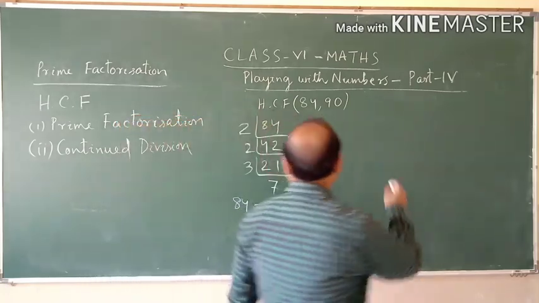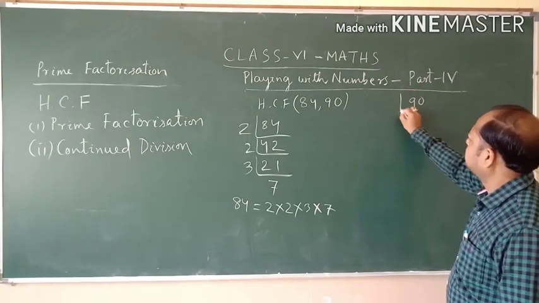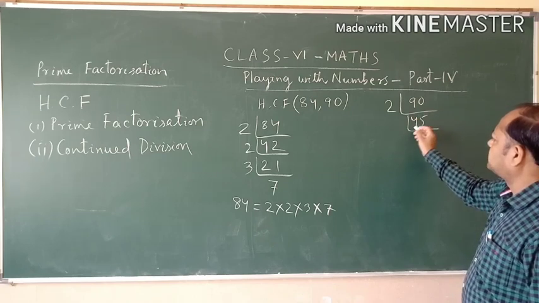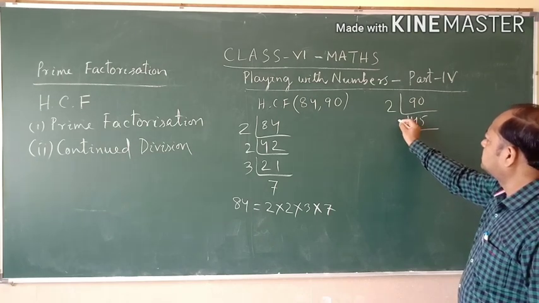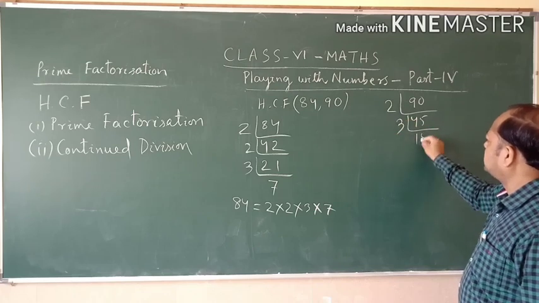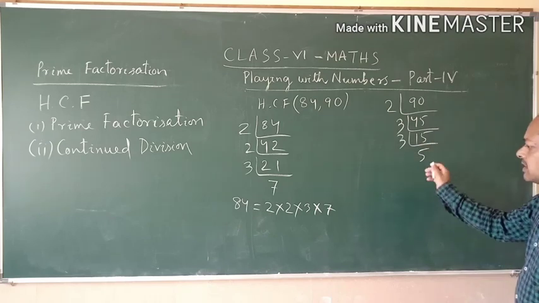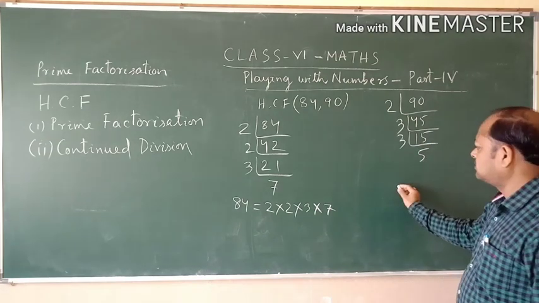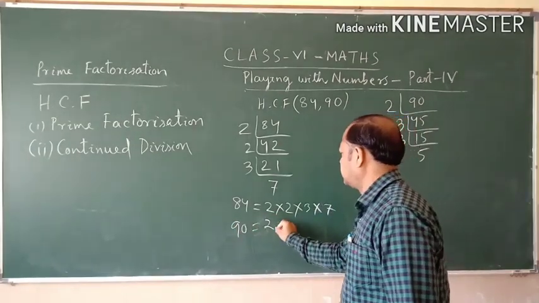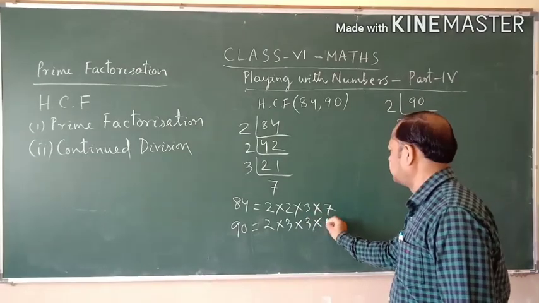Now let us find out the prime factors of 90. 2 into 45 is 90. Again 45 is divisible by which number? 3. So 3 into 15 is 45, and 3 into 5 is 15. So what are the factors? Write down: 90 equals 2 into 3 into 3 into 5.